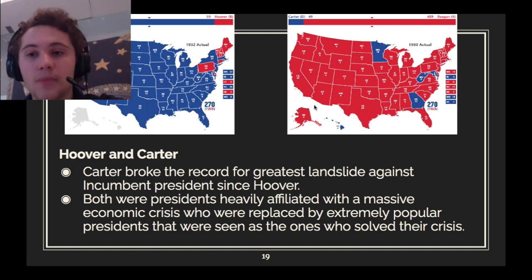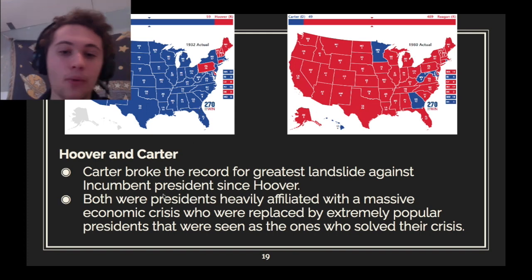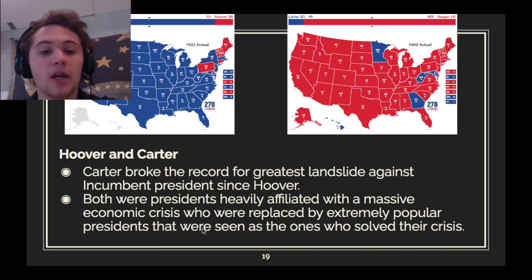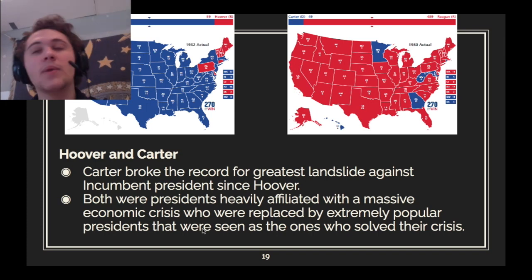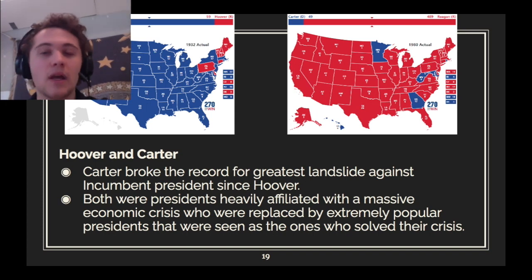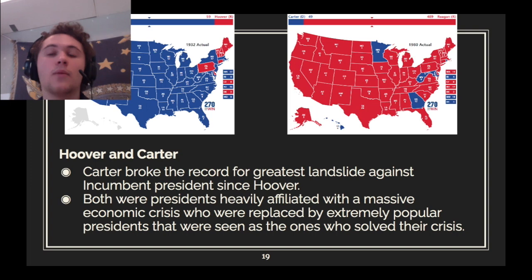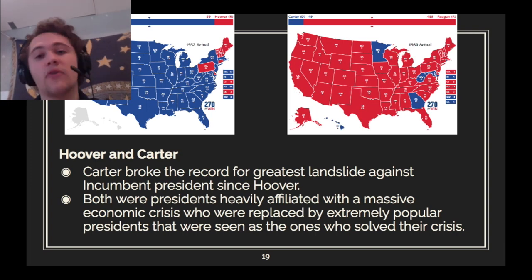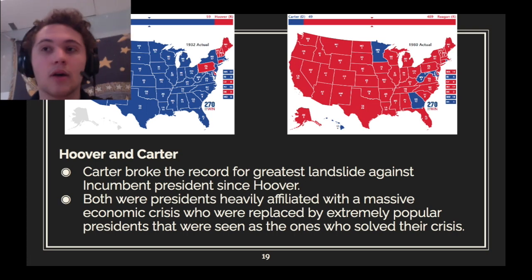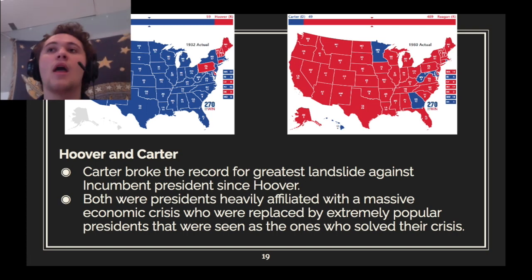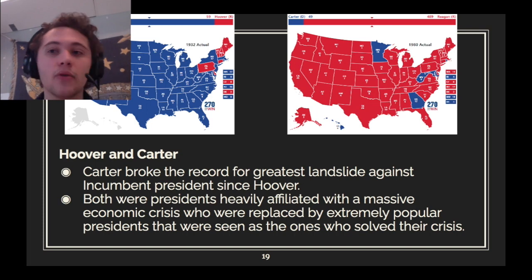And these are very similar, and it's the idea that both of these presidents were heavily affiliated with the massive economic crisis. So when people looked at the 1970s economic crisis the United States was facing and stagflation, they would see the face of Jimmy Carter. And when they looked at the Iranian hostage crisis, the Soviet invasion of Afghanistan, they would think of Jimmy Carter. And when they were voting, they would see Jimmy Carter as the person responsible for this, and they would also see Ronald Reagan as the man who was providing hope.